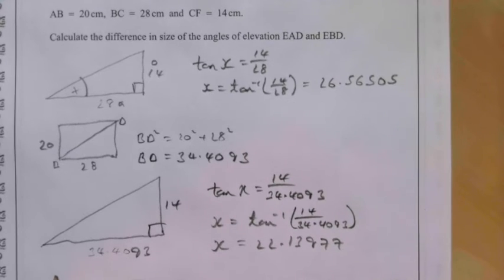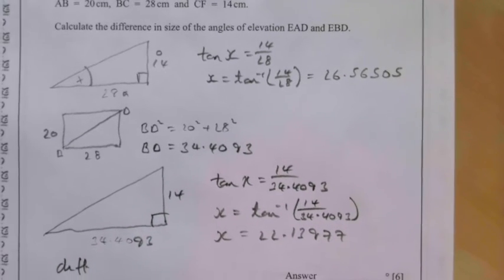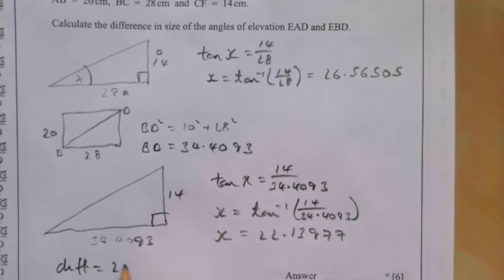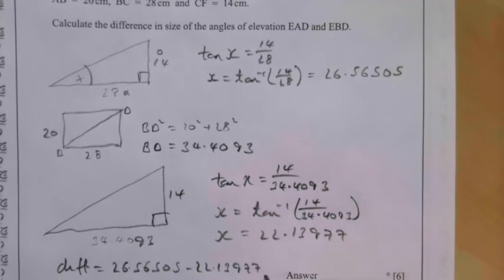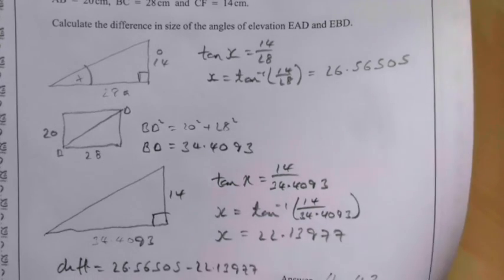So then the difference is equal to 26.56505 take away 22.13977, and then give this answer to 2 decimal places is going to be 4.43. So a fair bit of working out for that bit.